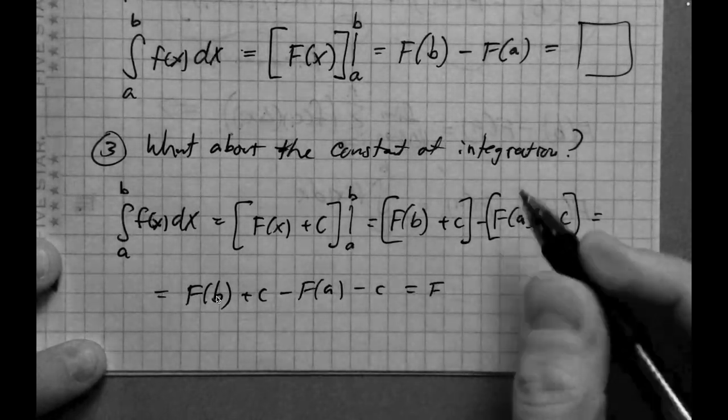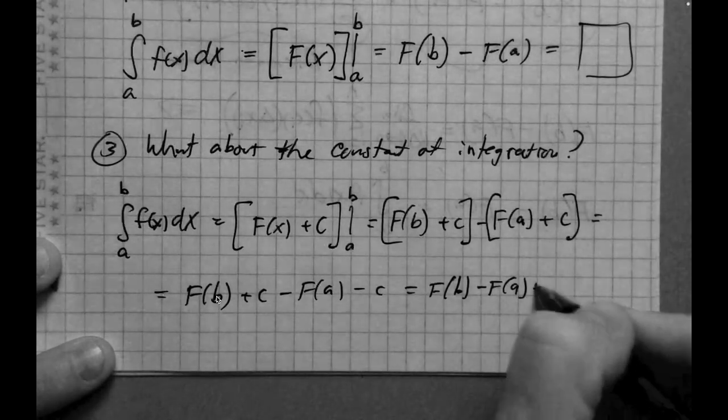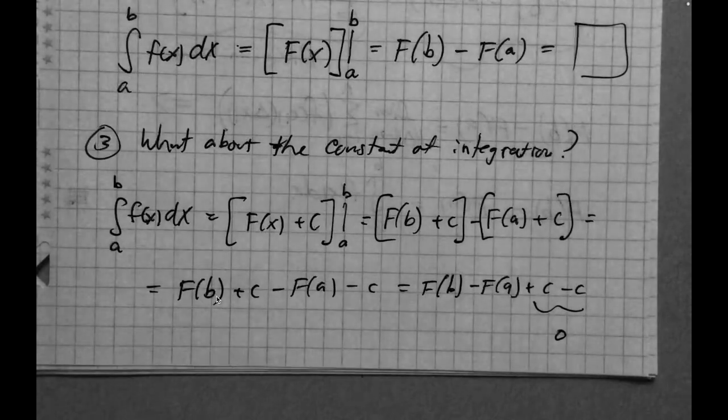So of course you can see what's happening here. F of b minus F of a plus c minus c, right? So there it is. The constants basically wash out. Okay, so you don't have to worry about it.